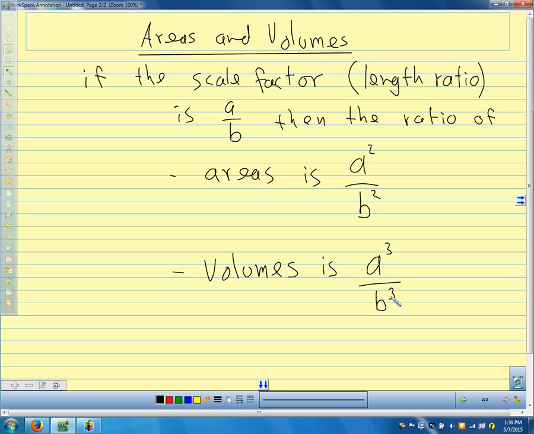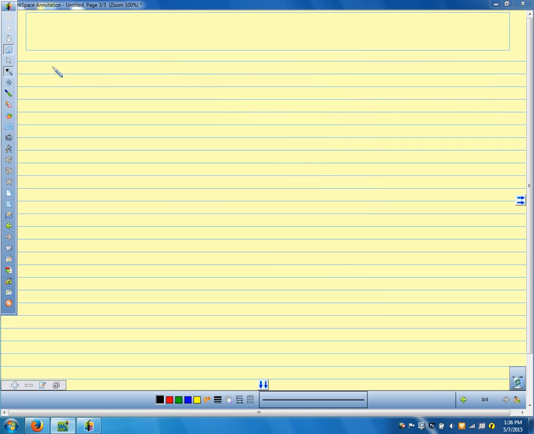All right, questions there? And it helps to remember about the units. Meters, area is square meters, volume is cubic meters. Square, cube. All right, let's take a look at a problem.